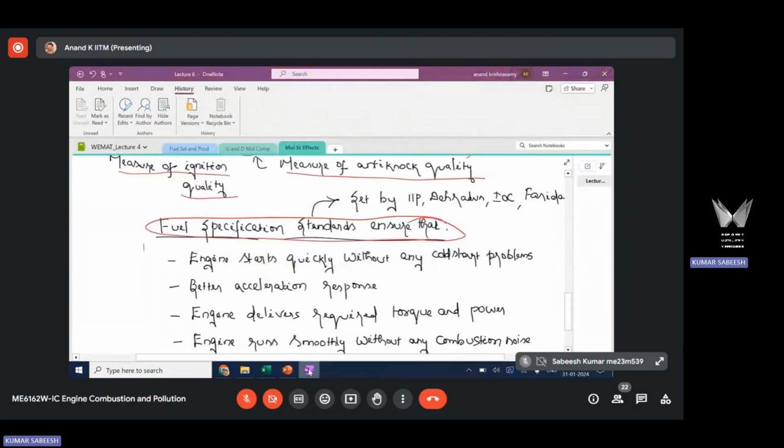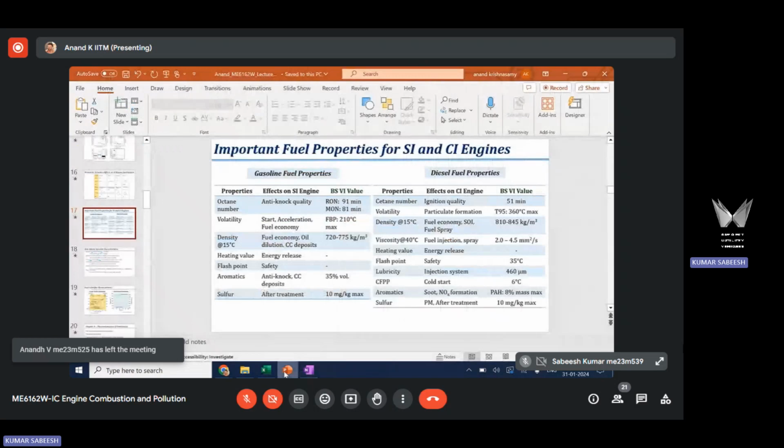Sir, one more clarification on RON and MON. RON is the research octane number. MON is the motor octane number. I'm going to give you more detail about these two numbers. It is based on how we are measuring the octane number. Based on the measurement method, you have two numbers.